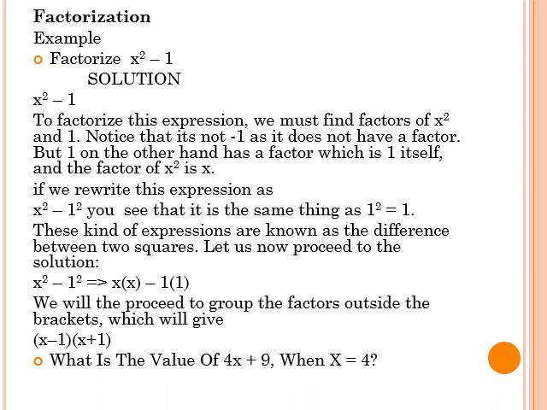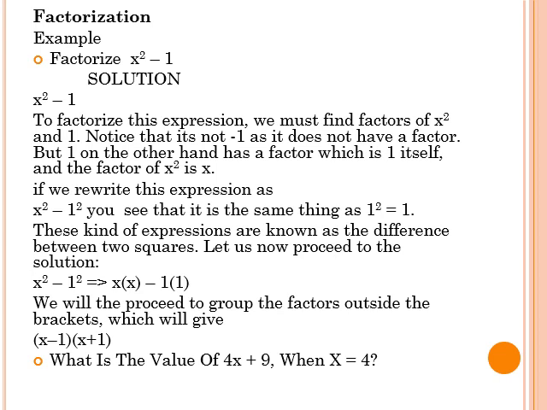Now, we will move on to factorization. The example here says: factorize x squared minus 1. To factorize this expression, we must find the factors of x squared and 1, not minus 1. Why? Because minus 1 does not have a factor. But 1, on the other hand, has a factor, because 1 itself is a factor of itself. And the factor of x squared is x.